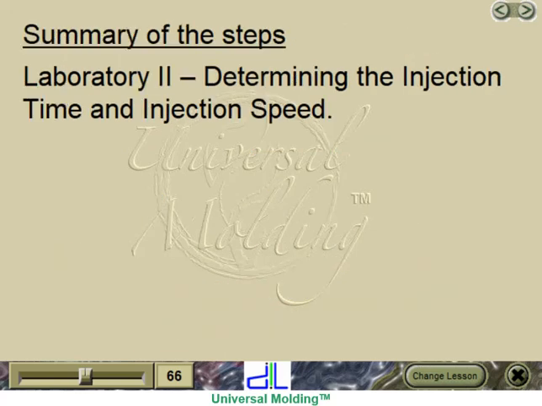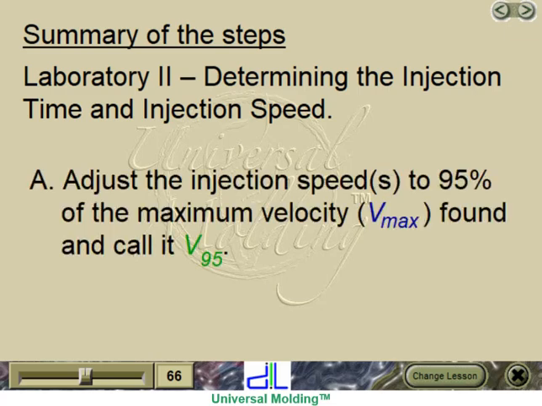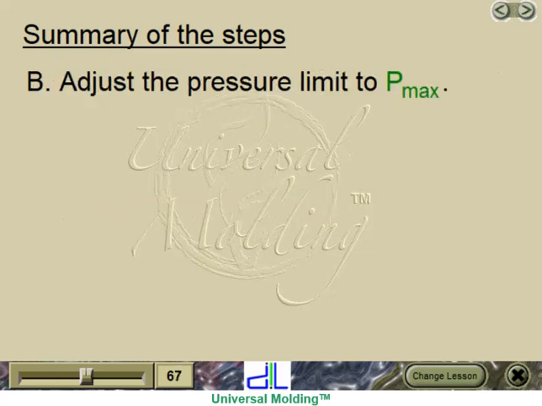Summary of the steps. Laboratory 2. Determining the injection time and injection speed. A. Adjust the injection speed or speeds to 95% of the maximum velocity, or Vmax, found, and call it V95. V95 equals 0.95 times Vmax. B. Adjust the pressure limit to Pmax.